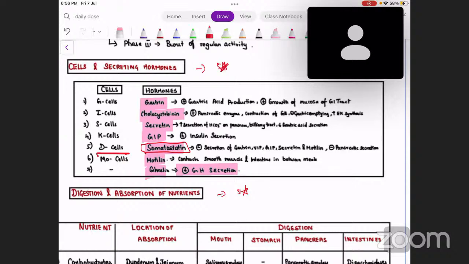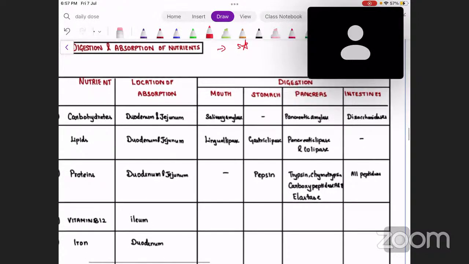I cells, cholecystokinin. Stimulates pancreatic enzyme secretion, contraction of the gallbladder, suppression of gastric secretion, and stimulation of your satiety synthesis. Then secretin, increases the secretion of bicarbonate in the pancreas, biliary tract, and suppresses gastric acid secretion. Then you have the GIP, stimulates insulin secretion. Then you have somatostatin, which suppresses gastrin, VIP, GIP, secretin, and motilin. And it also suppresses pancreatic secretion. Then motilin, motility. Ghrelin, growth hormone. So next, I will move to digestion here.